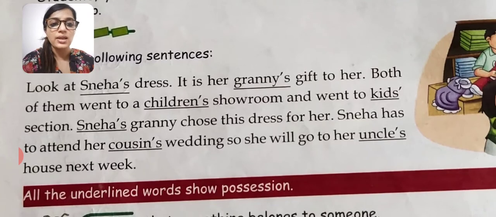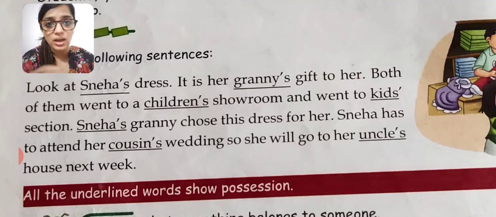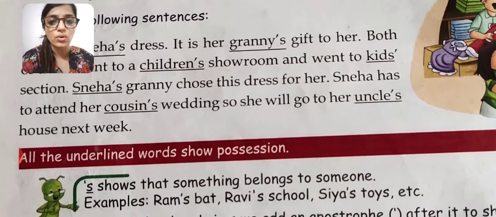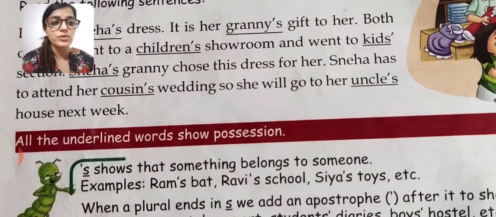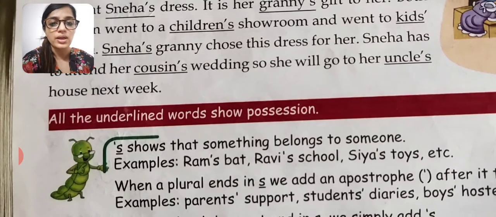Sneha's granny chose this dress for her. स्नेहा की ग्रैनी ने उसके लिए ड्रेस चूज़ की. So Sneha has to attend her cousin's wedding. Cousin की wedding, cousin की शादी attend करनी है. Again they are saying cousin की. She will go to her uncle's house next week. वो uncle के घर जाएगी. So का, के, की. This is all to show possession, to show ownership. So here the apostrophe is used everywhere. Now you can understand it better.